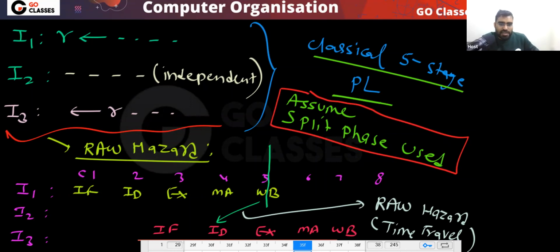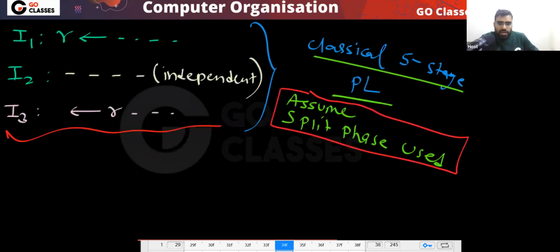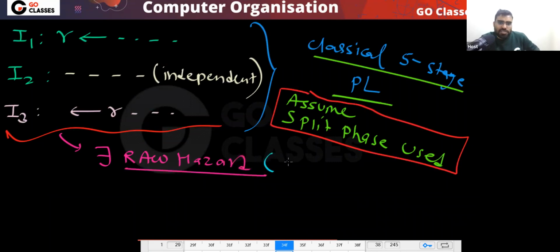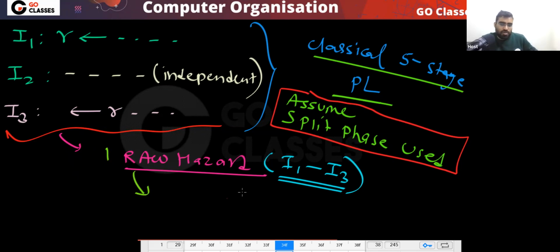Now we want to handle this hazard. So what I ask you, there exists a RAW hazard. Between which instruction to which instruction do you have this RAW hazard? I1 to I3, there is one RAW hazard. Now handle it. What do you do? You can't allow the hazard, so you use a hardware stall solution.